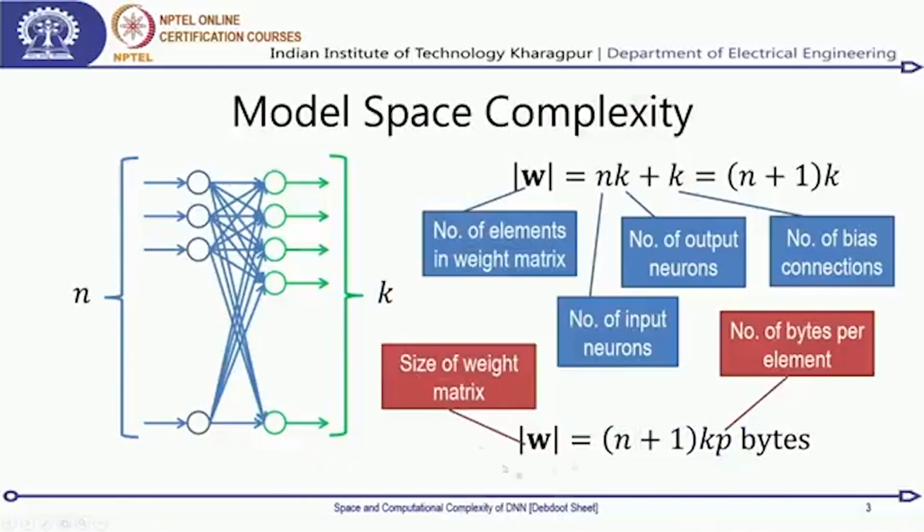Now, if I have my weight matrix, which is stored on my hard drive, and I take p bytes per element to store, this effectively makes the amount of space I require to store it on my RAM or on my hard drive n plus 1 times kp bytes.